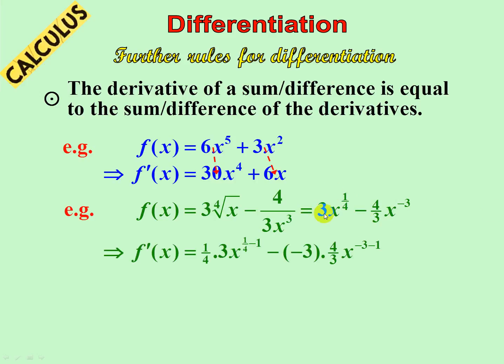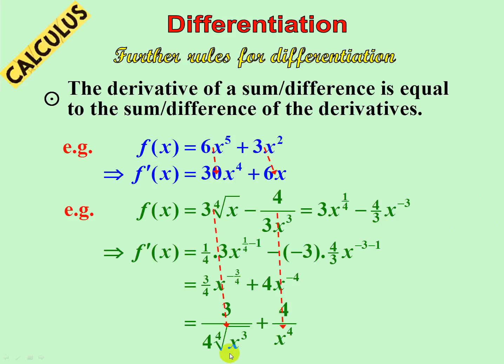The quarter multiplies down, x to the quarter minus 1. Negative 3 multiplies down, 4 over 3, x to the negative 3 minus 1. That simplifies to there. Now we write that below with the 4, 4x to the 3 quarters, or you write it as 4 times the 4th root of x cubed, like that. And that x to the 4 goes below, 4 stays above.